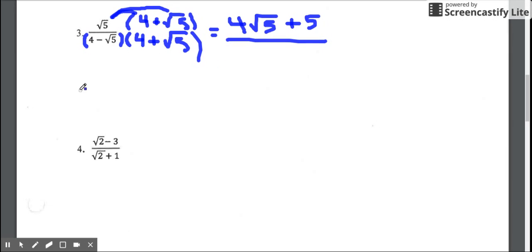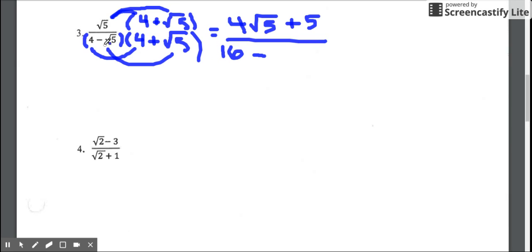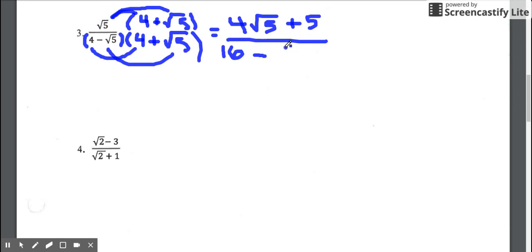Now in the denominator, we can take that shortcut since we know outer and inner will cancel since we're multiplying by the conjugate. So I'm just going to worry about the first times the first. 4 times 4 is 16. If I had more time, I'd show you the outer and inner and how they cancel. But outer and inner will cancel, so I ignore it. And then my last, negative times a positive is negative. Root 5 times root 5 is just 5.